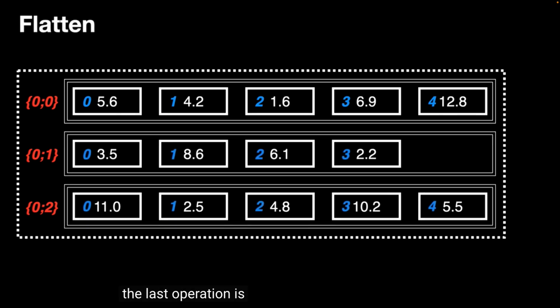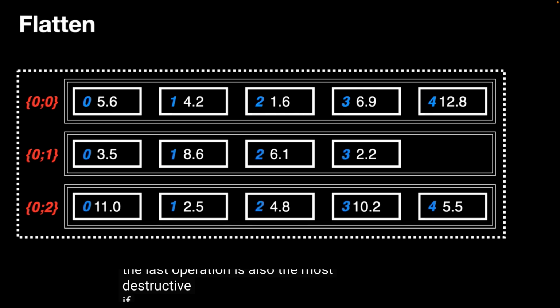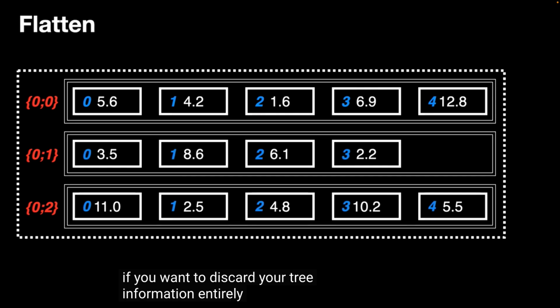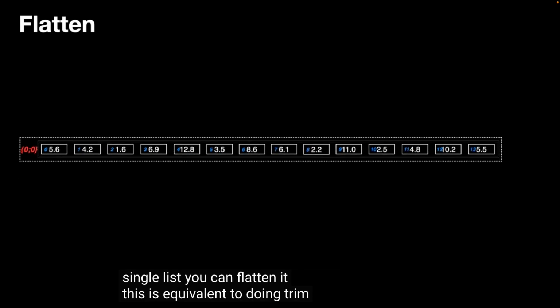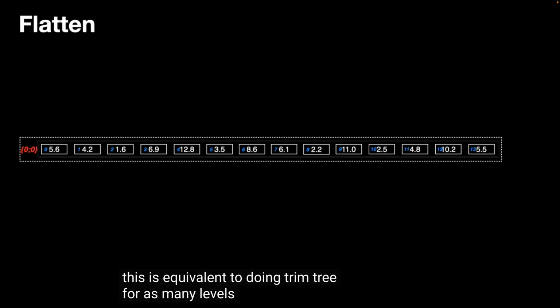The last operation is also the most destructive. If you want to discard your tree information entirely and condense the whole tree into a single list, you can flatten it. This is equivalent to doing trim tree for as many levels as are in your branches. So if you just trim tree all the way to the end, it's the equivalent of flattening.